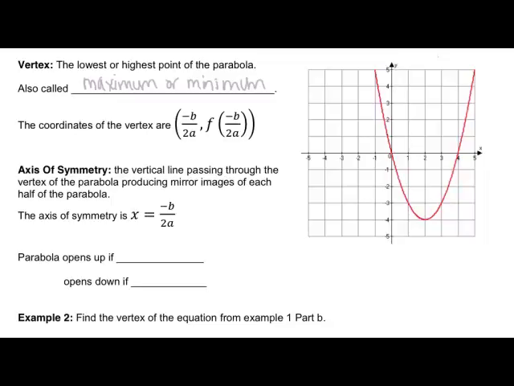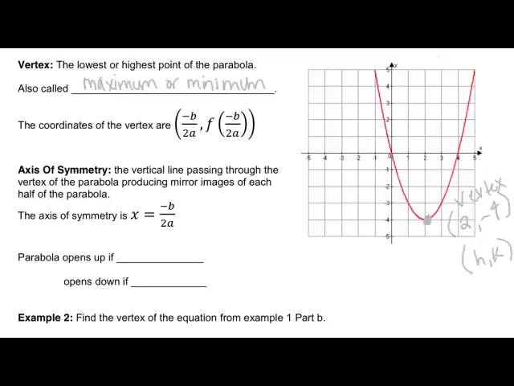So if we look at the picture here, our vertex is, again, the lowest point, so in this case it's a minimum. So the vertex is (2, -4) in this case. And in our equation, we call this (h, k). And again, this is the vertex.